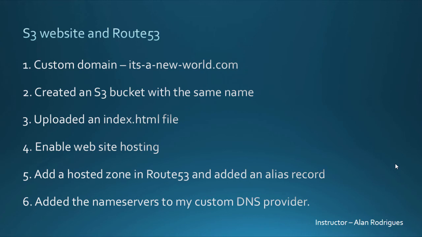In this example, I have a custom domain known as itsanewworld.com. I've created this on the GoDaddy account. I've then created an S3 bucket with the same name, so the S3 bucket name is itsanewworld.com. I've uploaded an index.html file and enabled website hosting. I then added a hosted zone in Route 53 and added an alias record. And finally, I've added the name servers of AWS to my custom DNS provider. So let me go through these steps in the console and my custom DNS provider to show you exactly what I have done.